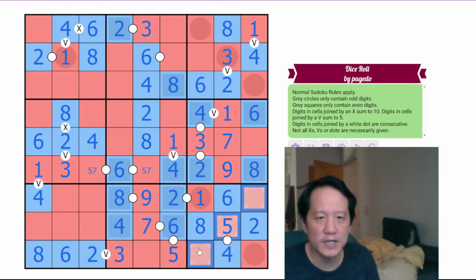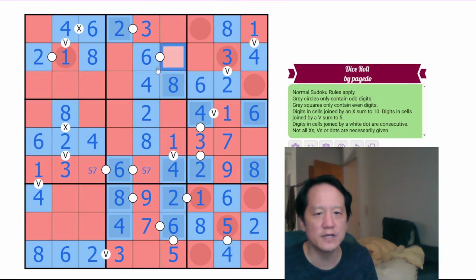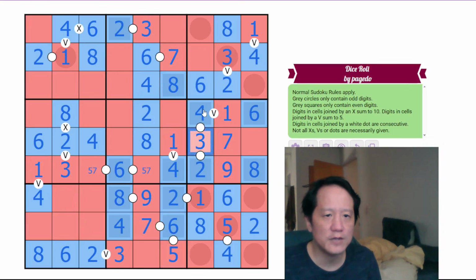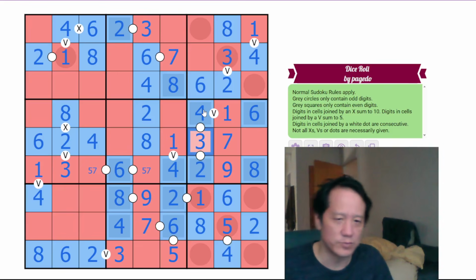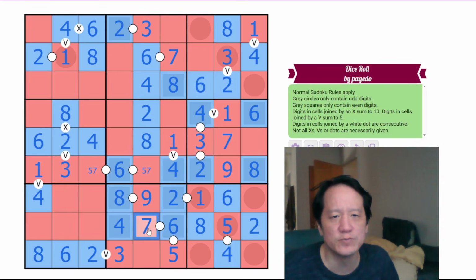Do we have any other information? 6 is consecutive with 5 or 7 here, but this can't be 5 because of 5 in the column. So this is 7. And the rest we have to figure out from normal Sudoku. I hope this was clear.